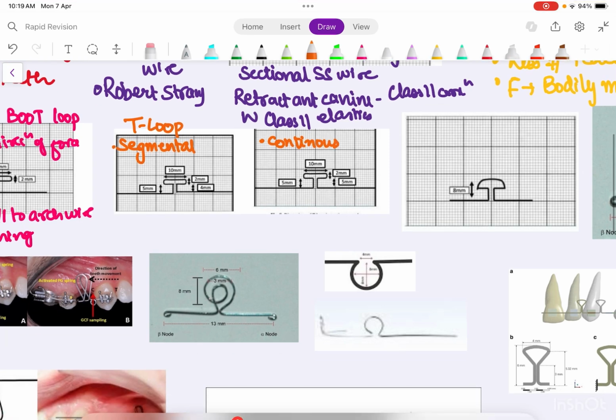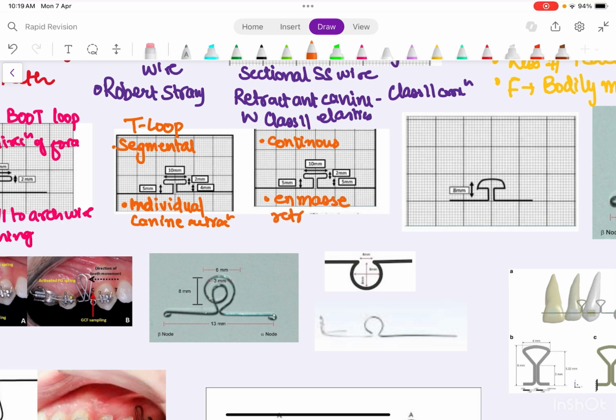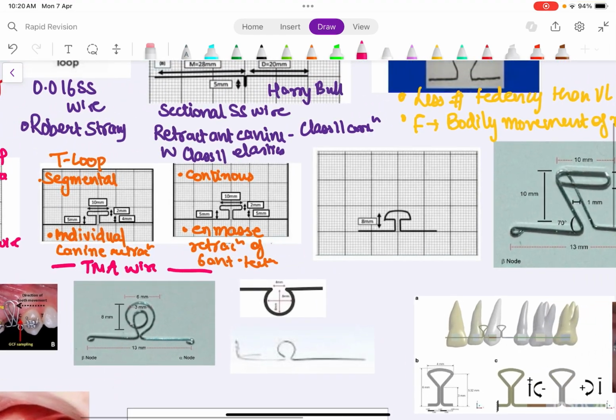Now segmental is used for individual canine retraction and continuous is used for en masse retraction of 6 anterior teeth. Both are T loops, and the most important question they ask is that both are made of TMA wire, or they can be made of stainless steel also.